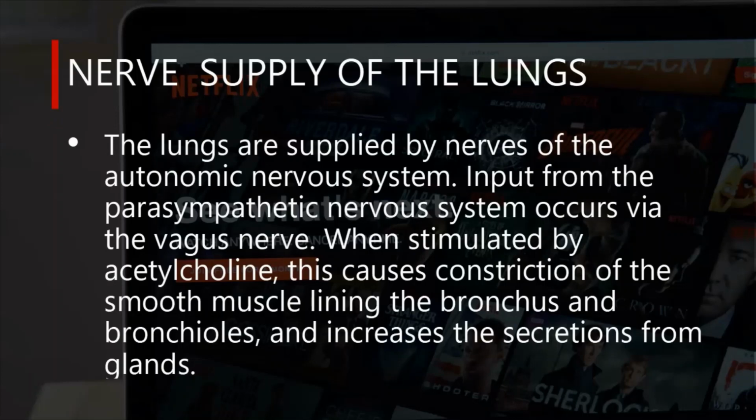Lastly, the nerve supply of the lungs. The lungs are supplied by nerves of the autonomic nervous system. Input from the parasympathetic nervous system occurs via the vagus nerve. When stimulated by acetylcholine, this causes constriction of the smooth muscles lining the bronchus and bronchioles and increases the secretions from glands.